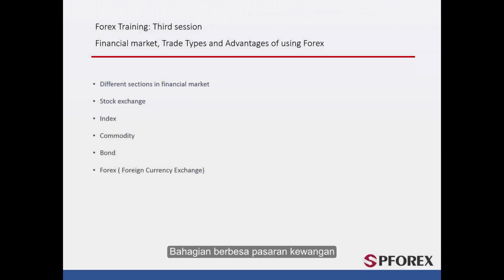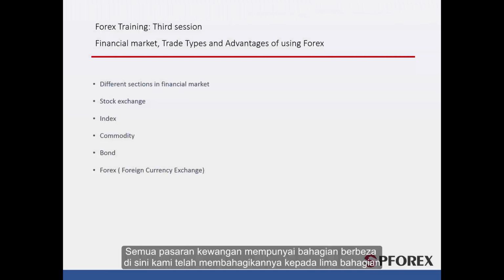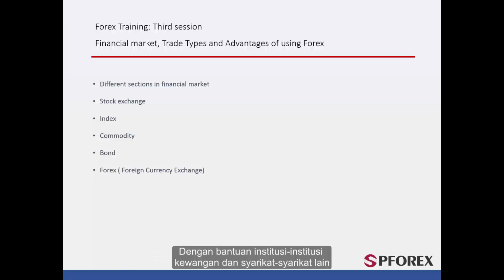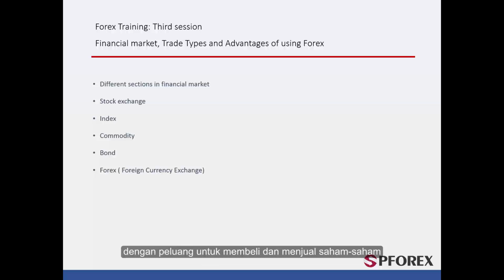Different sections of financial markets. All financial markets have different sections. Here we have broken it down into five. The first section is called a stock. With the help of financial institutions and other companies, people can either buy or sell these stocks all over the world. For example, in England, the London Stock Exchange has provided people with the chance of buying and selling stocks.